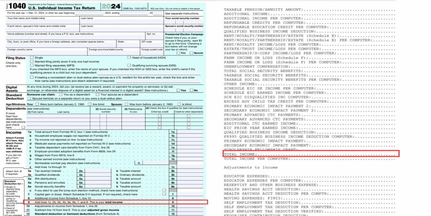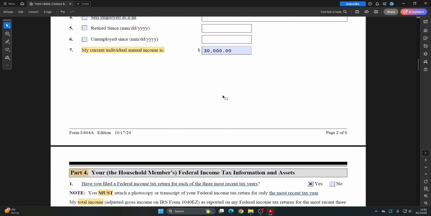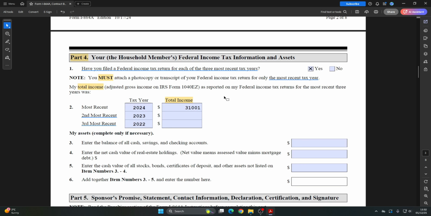As I always say, it is not adjusted gross income. It is total income from your tax transcripts or tax returns. You must provide at least the most recent tax year, exactly as it appears on that line. Unless, of course, you were not required to file tax returns for that year. You want to make sure that the income you're showing here and here both are able to add up to the sponsor's income to meet the income requirements.